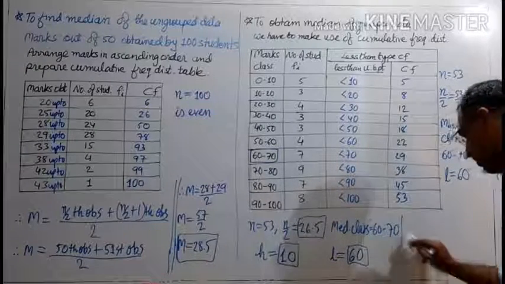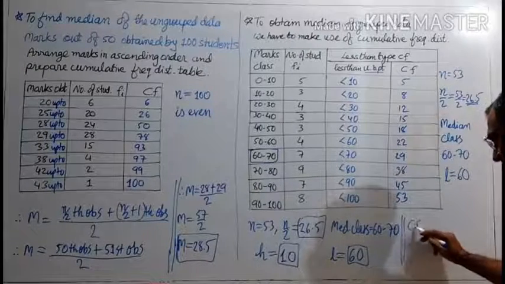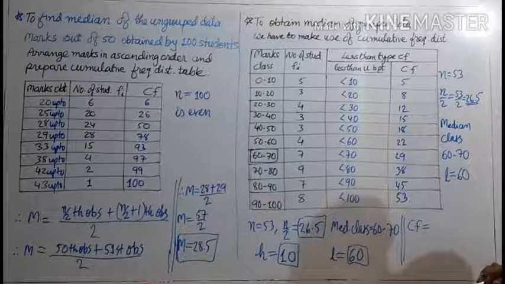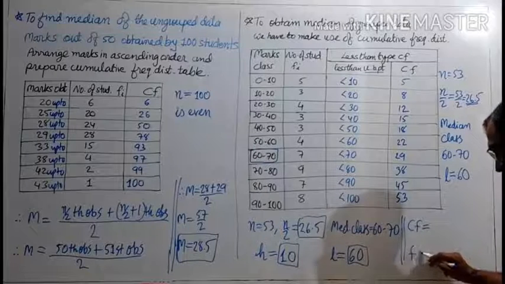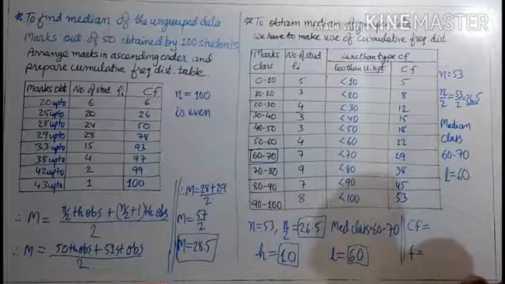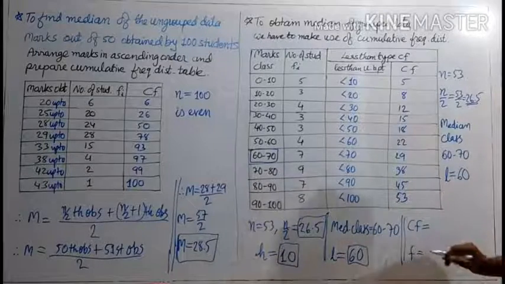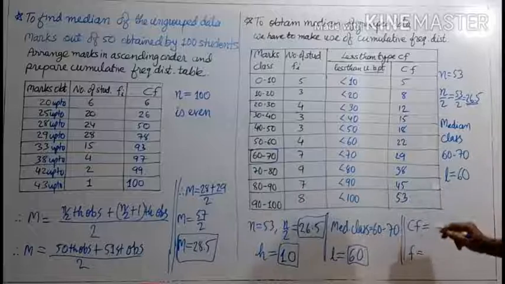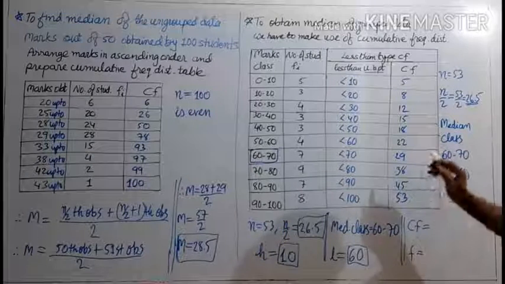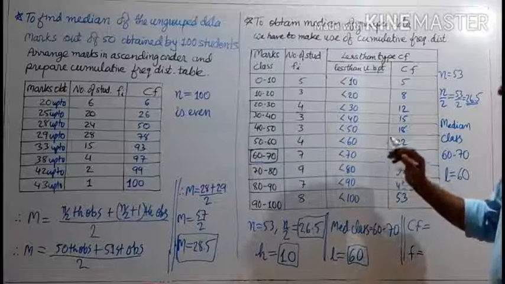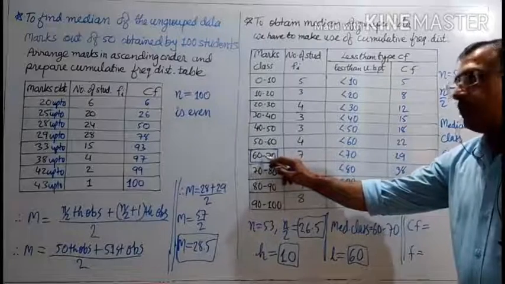Also we have to go for cumulative frequency. What is the cumulative frequency? CF, and also we want F, frequency. These are the things required here. So what is this cumulative frequency? Can you tell me? We have to take the cumulative frequency of the class previous to the median class.